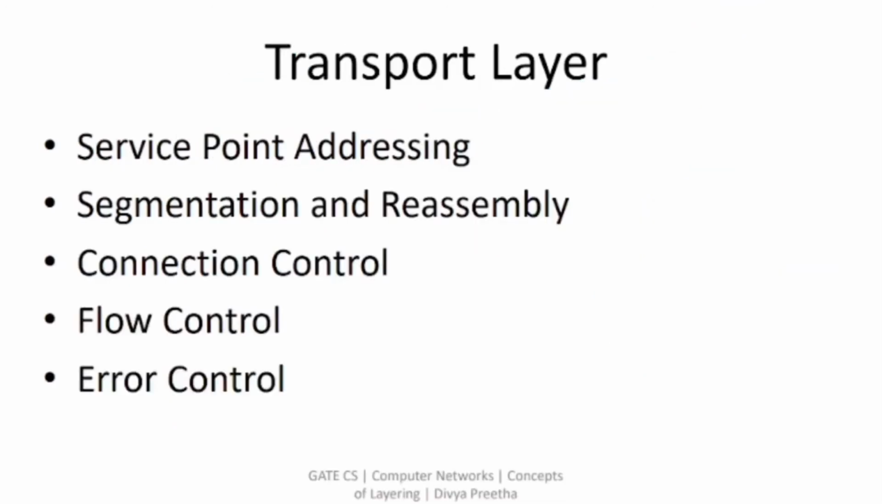Next, we will be talking about the transport layer. This transport layer is responsible for end-to-end delivery. So the data link layer is for node to node delivery, which means neighbors. The transport layer is end to end. End to end means the ultimate source to the ultimate destination.